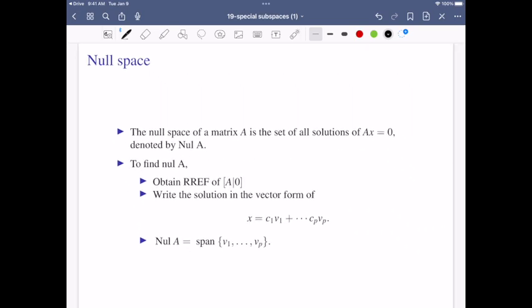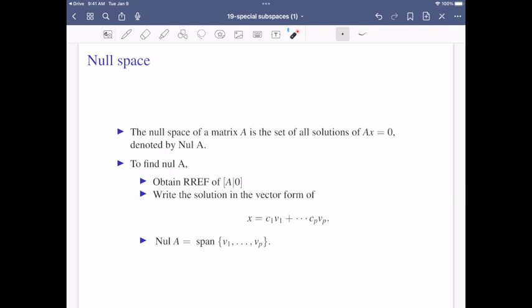Null space, the second special space. The null space of matrix A is the set of all solutions of AX equals 0, the homogeneous equation. And we use null A to denote this solution set. And a typical question is to find this null space. So to do that, we want to solve this augmented matrix, because this augmented matrix corresponds to the homogeneous equation, where this 0 goes to the right hand side of the bar.